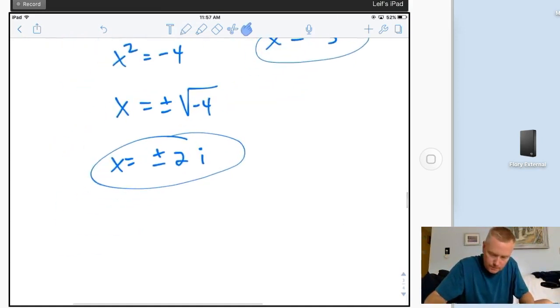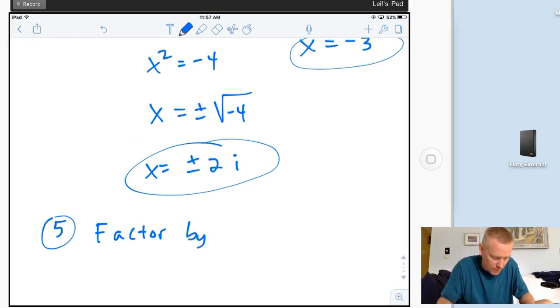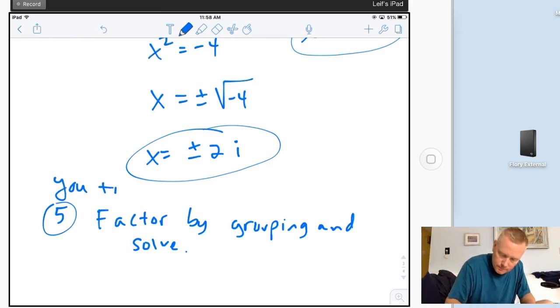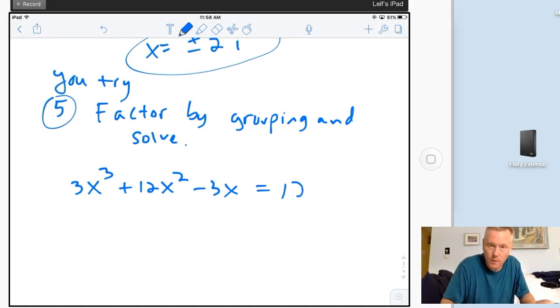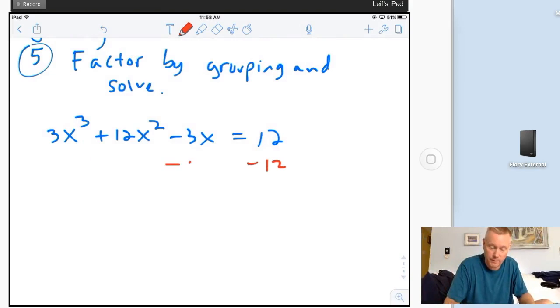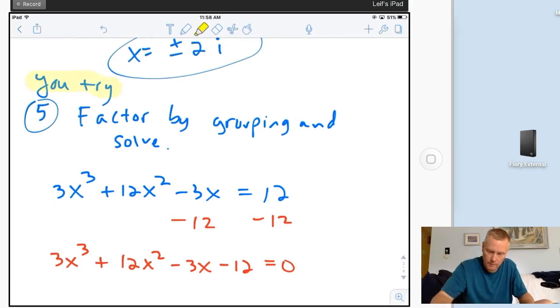Why don't you try this one? This would be number 5. You can factor by grouping and solve. Three x to the third plus 12x squared minus 3x equals 12. Oh, a word to the wise. Before you start this one, the first thing you want to do is get it equal to 0, which means you're going to subtract 12 from both sides. So you're really going to be factoring this. Okay, so keep an eye out for that. It's an easy mistake to make. All right, so you can do that one, give it a try, bring it into class, and see how you did.